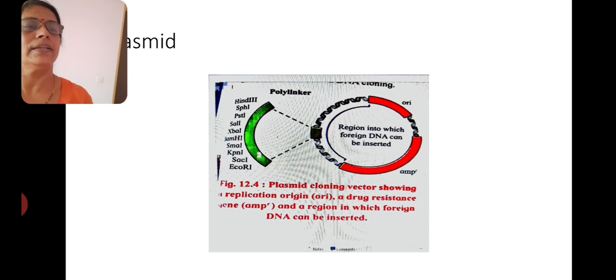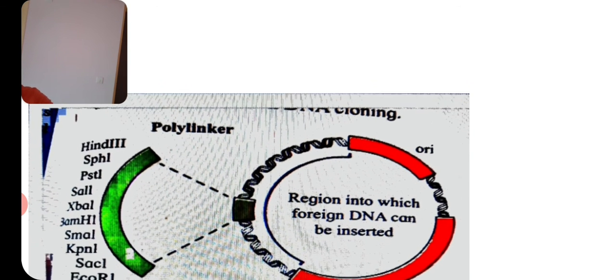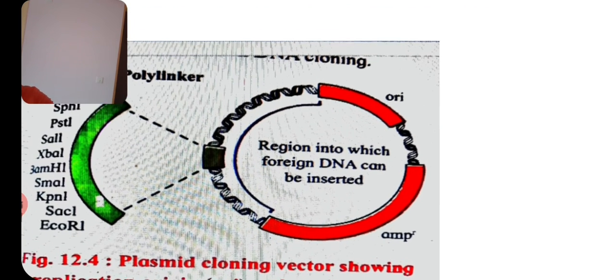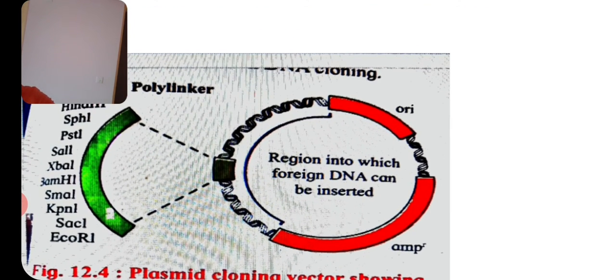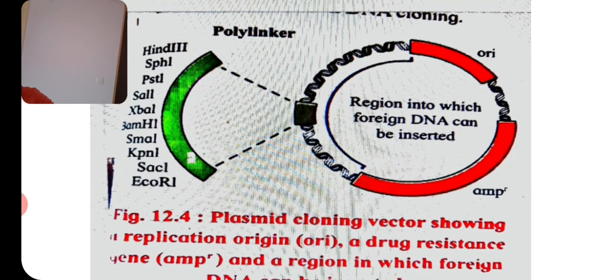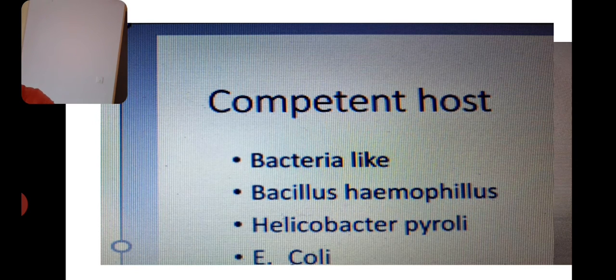So this is the vector, that is the plasmid. This plasmid has the replication site, and here the new gene can be inserted.